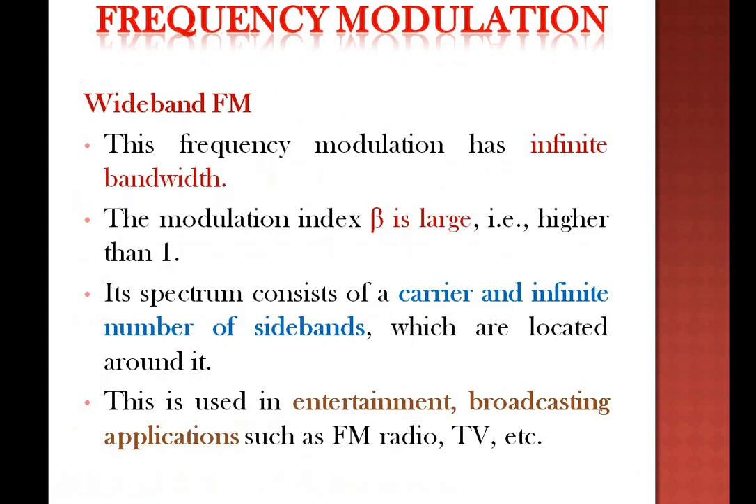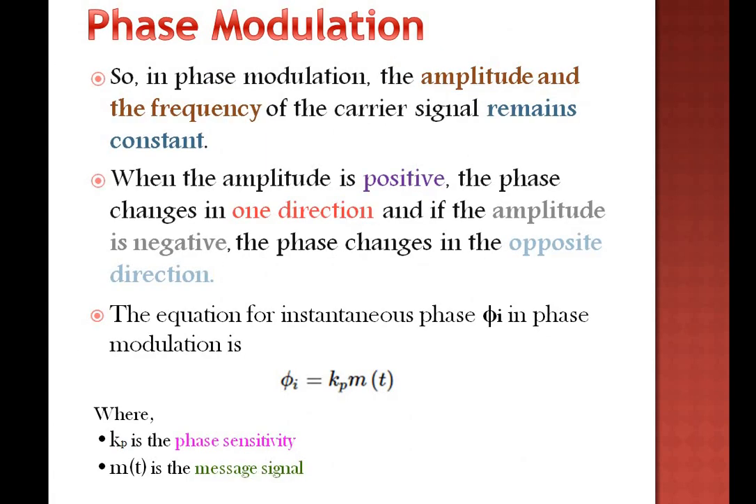Now in this equation, what you have to see? You have to get the mathematical equation. So instantaneous phase phi i is equals to Kp into m of t, where Kp is the phase sensitivity and Kf is the frequency sensitivity, and m of t is obviously your message signal.